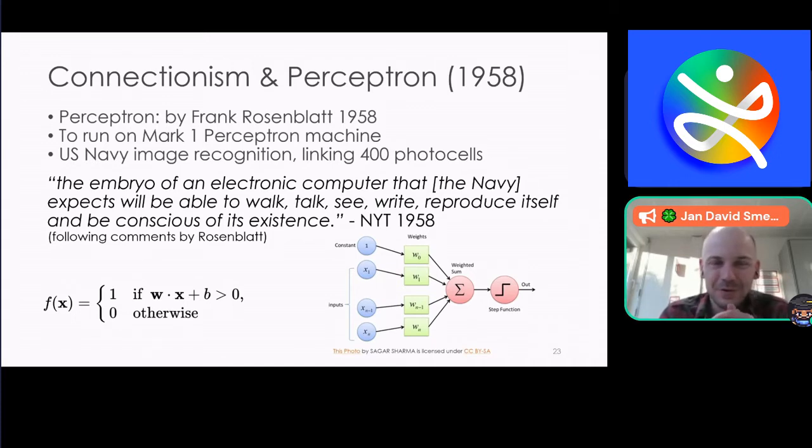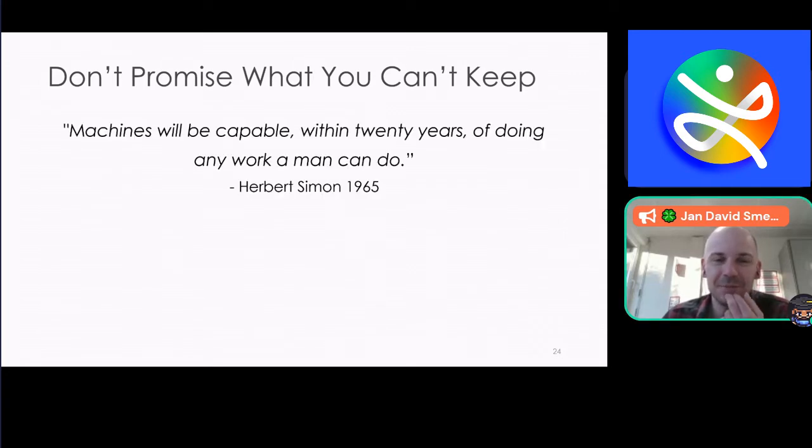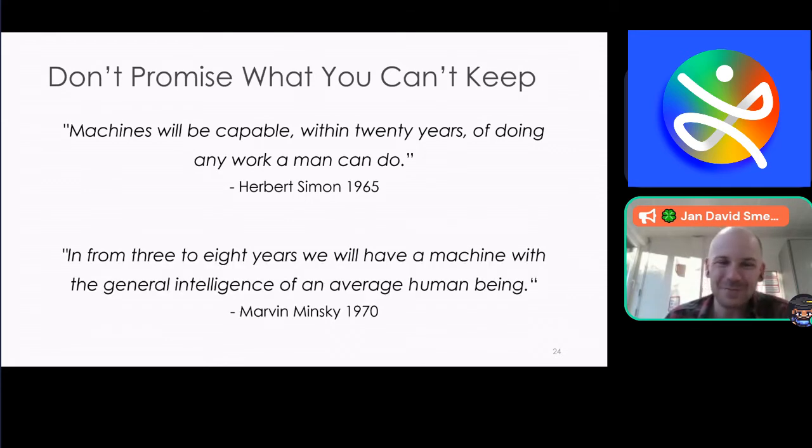So we see here a quote from the New York Times, 1958, describing the perceptron as the embryo of an electronic computer that the Navy expects will be able to walk, talk, see, write, and reproduce itself and be conscious of its existence. And this pertains to the big issue of don't promise what you can't keep, right? We see similar quotes throughout history. Machines will be capable within 20 years of doing any work a man can do, a prediction by Herbert Simon in 1965, or Minsky, as a famous representative of this early school of AI researchers: from 3 to 8 years, we will have a machine with the general intelligence of an average human being.